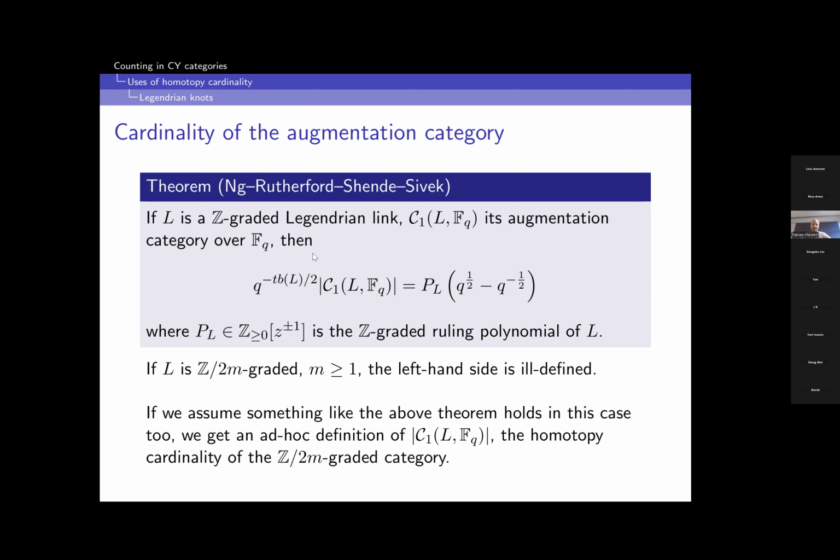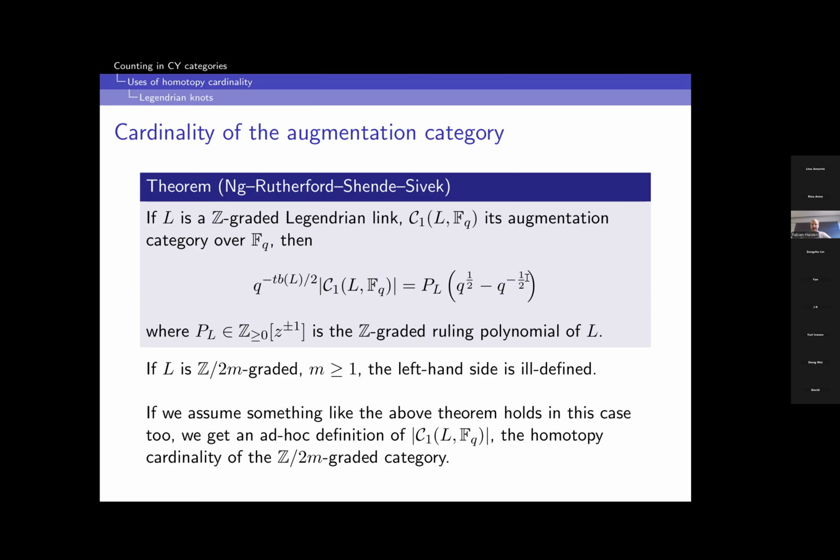And if the link is only periodically graded, so Z mod m graded, for example, Z mod 2 graded just means oriented link. So every Legendrian link has some orientation, so everything is Z mod 2 graded. The right-hand side is always defined. That's not a problem. But on the left-hand side, the DG category becomes a periodically graded category, and homotopy cardinality doesn't make sense a priori.